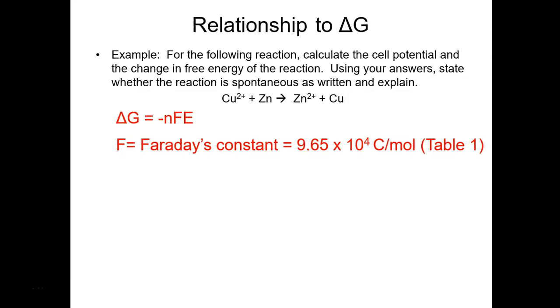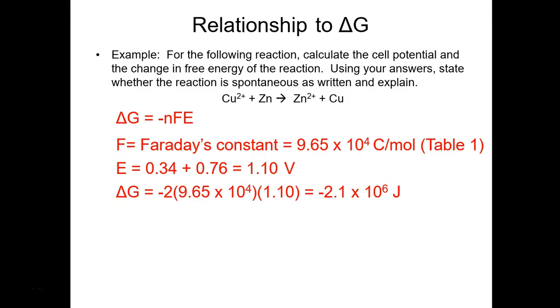So here we have our famous reaction of copper 2 going to copper and zinc going over to zinc 2. So we have to calculate the cell potential like we did on the previous slide, and we get the cell potential to be positive 1.10 volts.